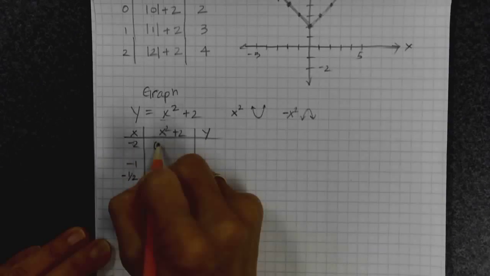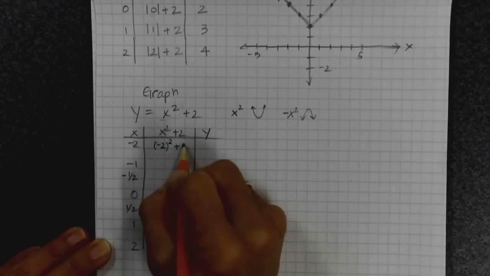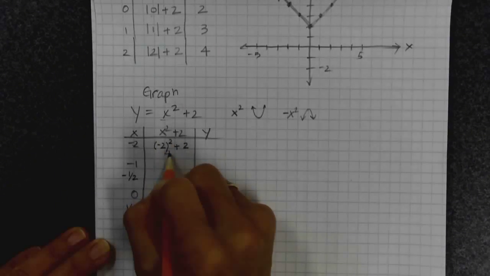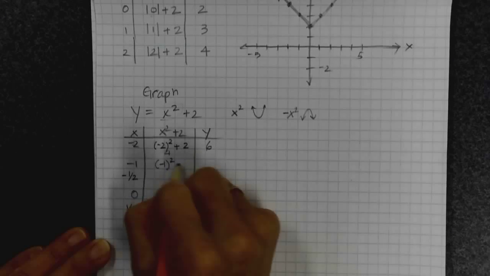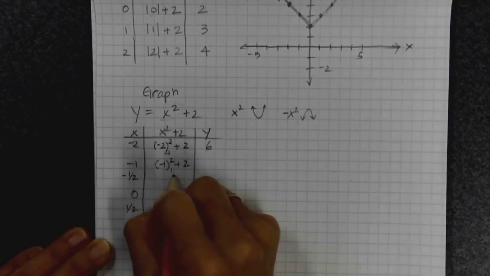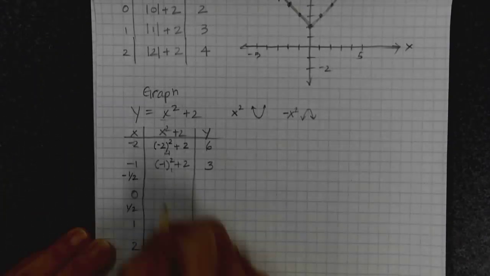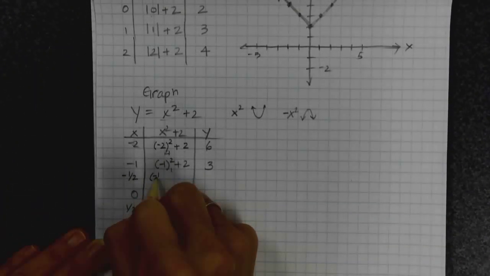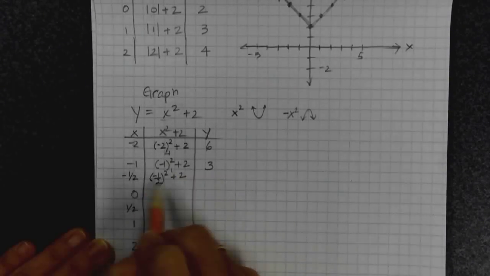Now you plug it in, -2, but remember you plug it inside the parentheses, -2 squared plus 2. -2 squared is 4, 4 plus 2 is 6. And then when you put -1 squared plus 2, -1 squared is 1, 1 plus 2 is 3. Now here's the fun part. I'm going to plug in -1/2 inside a square plus 2.